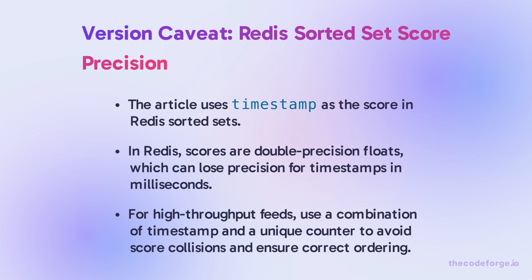The article uses timestamp as the score in Redis sorted sets. In Redis, scores are double precision floats, which can lose precision for timestamps in milliseconds. For high-throughput feeds, use a combination of timestamp and a unique counter to avoid score collisions and ensure correct ordering.